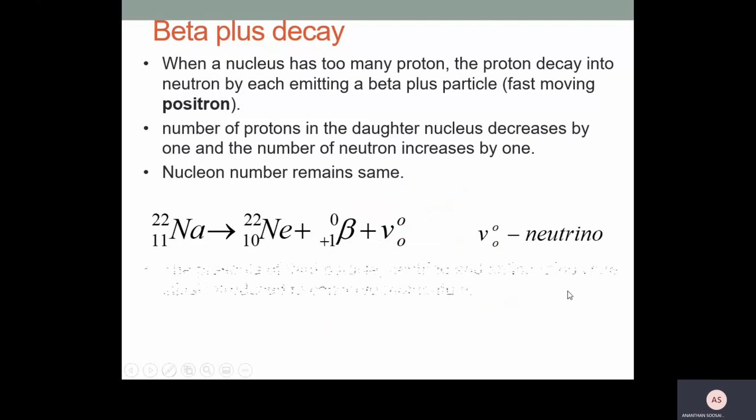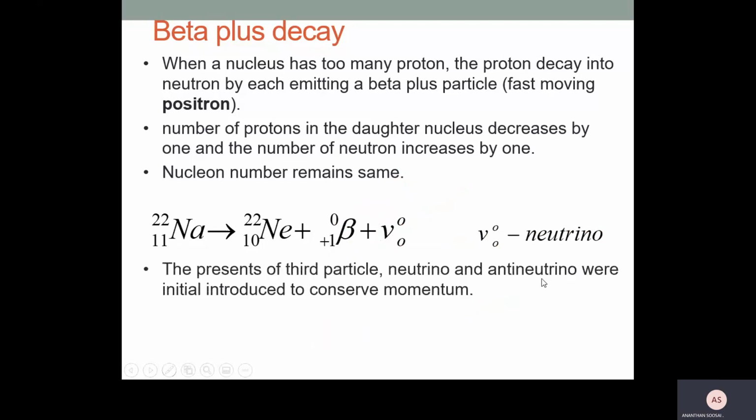Okay, so the presence of a third particle, the neutrino and antineutrino, was initially introduced by conservation of momentum. They found there should be another third particle, in matter and antimatter theory. Later they found it's the neutrino. Scientists say a few billion neutrinos from the sun are passing through your body every second, and the speed of the neutrino is found to be the speed of light.